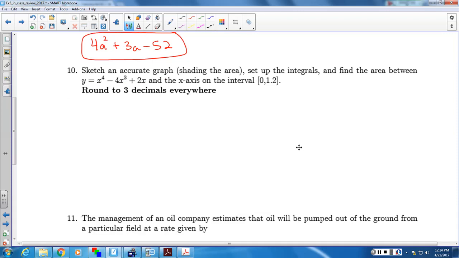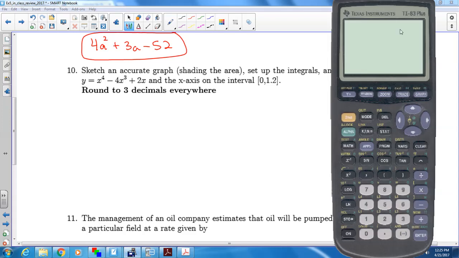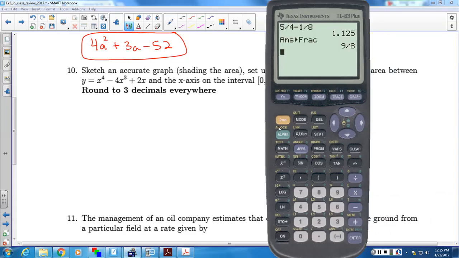Number 10, sketch an accurate graph shading the area, set up the integrals, and find the area between this equation and the x-axis on the interval from 0 to 1.2. So the first thing I'm going to do is graph this. I'm going to go to my y equals screen, and I'm going to graph it. X to the fourth minus 4x cubed plus 2x. And zoom 6, just my standard window.